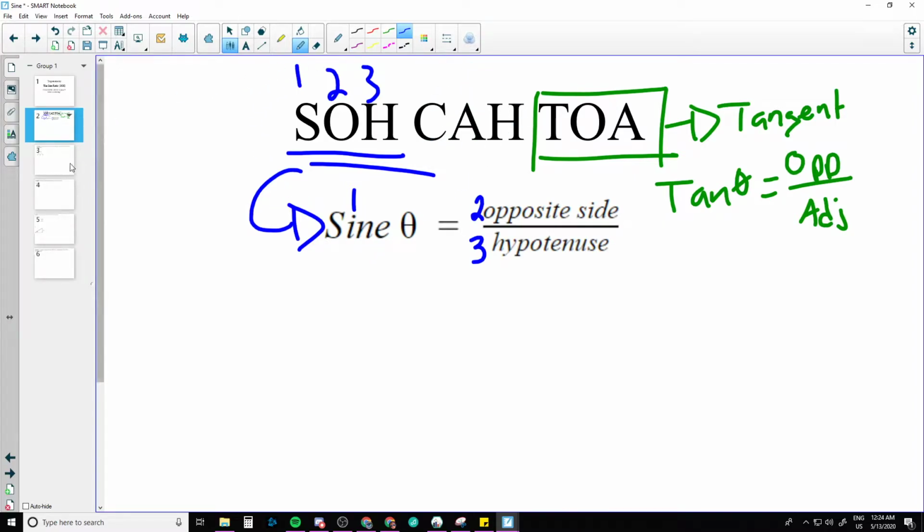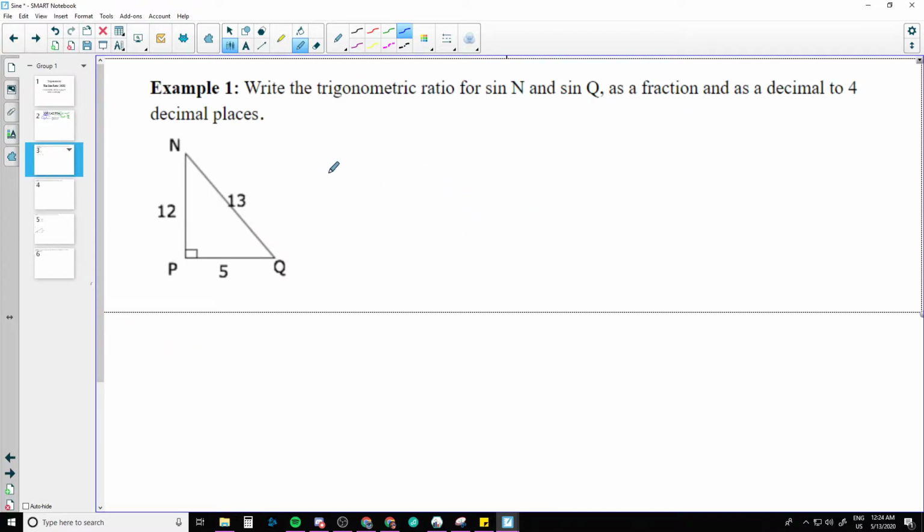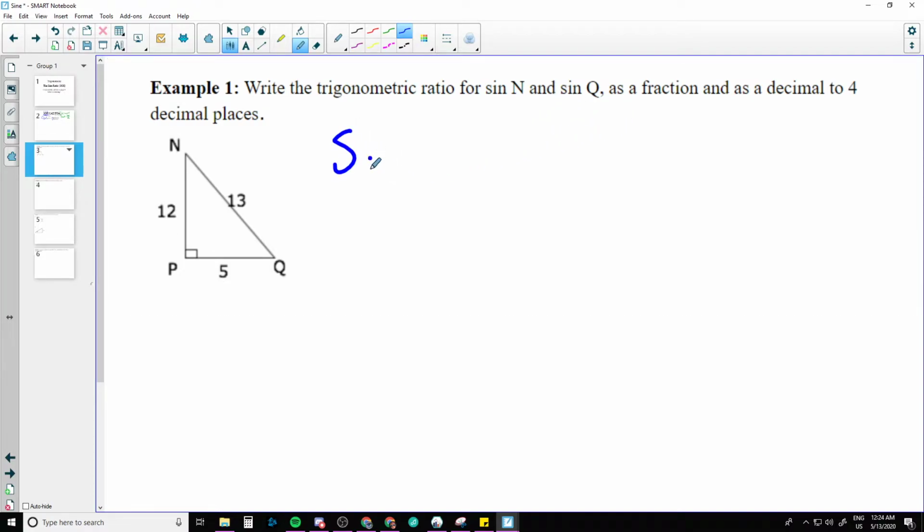All right, let's take a look at some examples here. So this first one asks us to write the trigonometric ratio for sine N and for sine Q. So let's start with sine N. It's opposite over hypotenuse. This is going to be the hypotenuse. It's the one that's across from the right angle. So this doesn't change. For N, the opposite side is 5. It's opposite of this angle. So it's going to be 5 over the hypotenuse, which is 13.